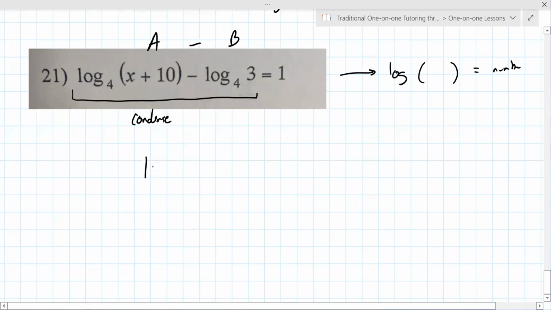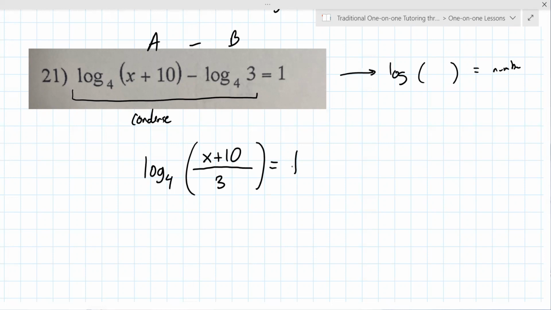So a difference becomes a quotient: log base 4 of x plus 10 over 3 equals 1. So that part has to be super clear. You got to realize, okay, I got to condense it, and hopefully it works out the way you want. In terms of the condensing, you get it. You're like, all right, I can do that. Okay, got it.